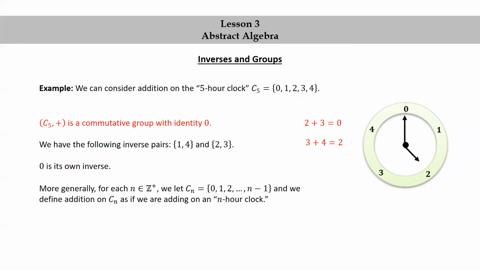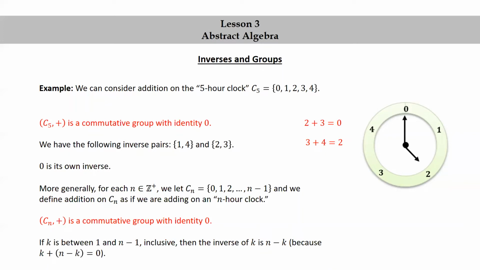More generally, for each positive integer n, we can let C sub n be the set of 0 through n minus 1, and we define addition on C sub n as if we were adding on an n-hour clock. C sub n together with addition is always a commutative group with identity 0. If k is between 1 and n minus 1 inclusive, then the inverse of k is n minus k, right? Because when we add k plus n minus k, we get n, which is the same thing as 0 on the clock. The inverse of 0 is 0.